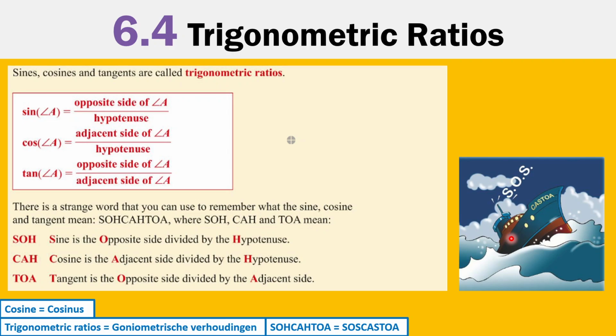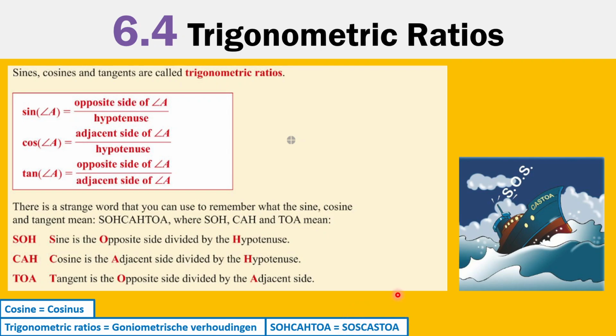Whatever floats your boat. Well, this boat's not really floating anymore, but this you can use to remember the actual abbreviation, or you can remember the English abbreviation. I don't really care which one you prefer. Just know that in 4th grade you're going to do mathematics in Dutch, and then oftentimes I think most students will say SOS Castoa.